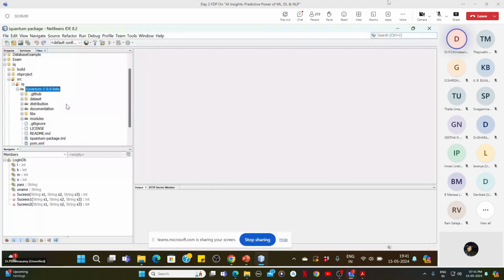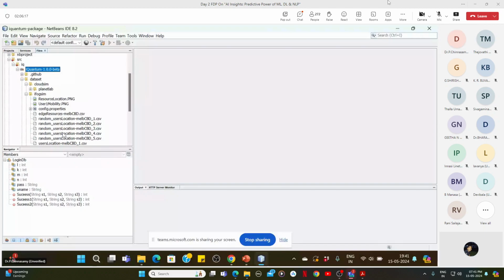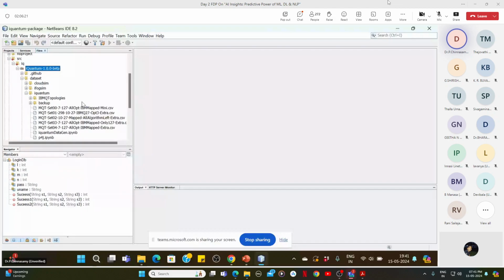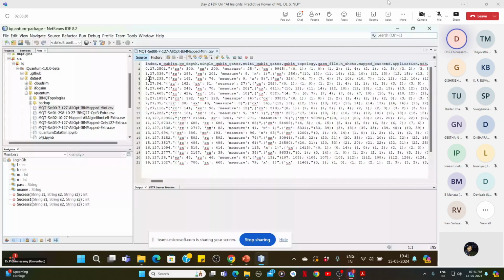Here I have the data sets. What kind of data sets am I going to use? If you are going to combine your quantum within a cloud, we have one data set. If you are going to combine fog computing with quantum, there also we have one. Only for iQuantum alone, we have some kind of data sets, right? We can see these are my data sets already fed into that particular tool.